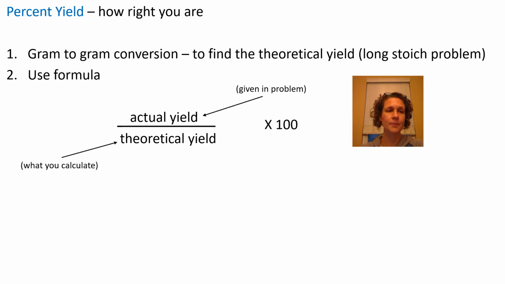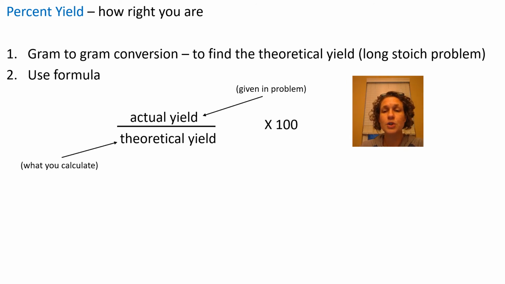Okay, last thing, percent yield. This is basically telling you how right you are. Your test grade is basically the percent yield. If you get a 95 out of 100, you have a 95% yield. That means you got 95% of it right. Sadly, you got 5% of it wrong. But percent yield is how close you were to being 100%.